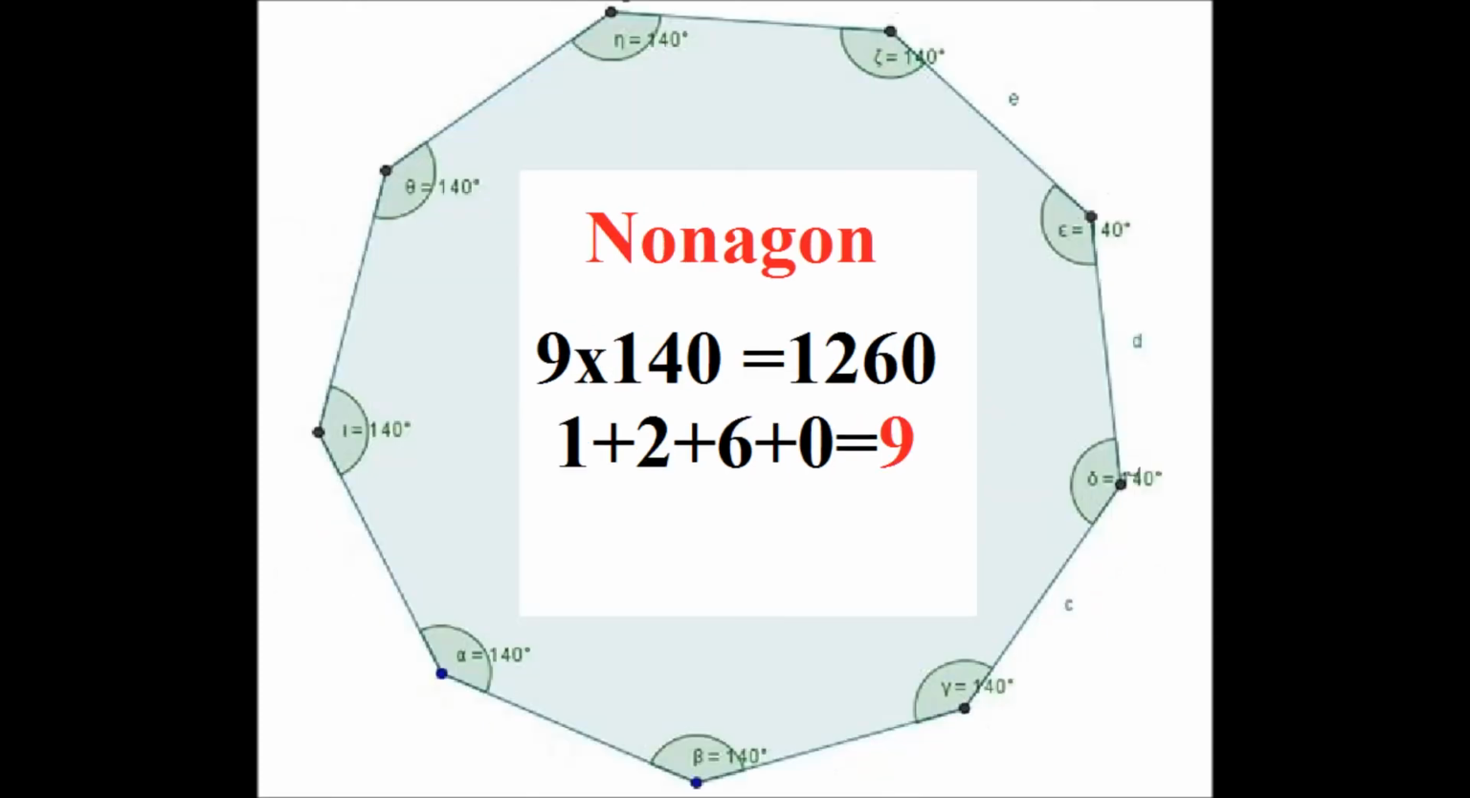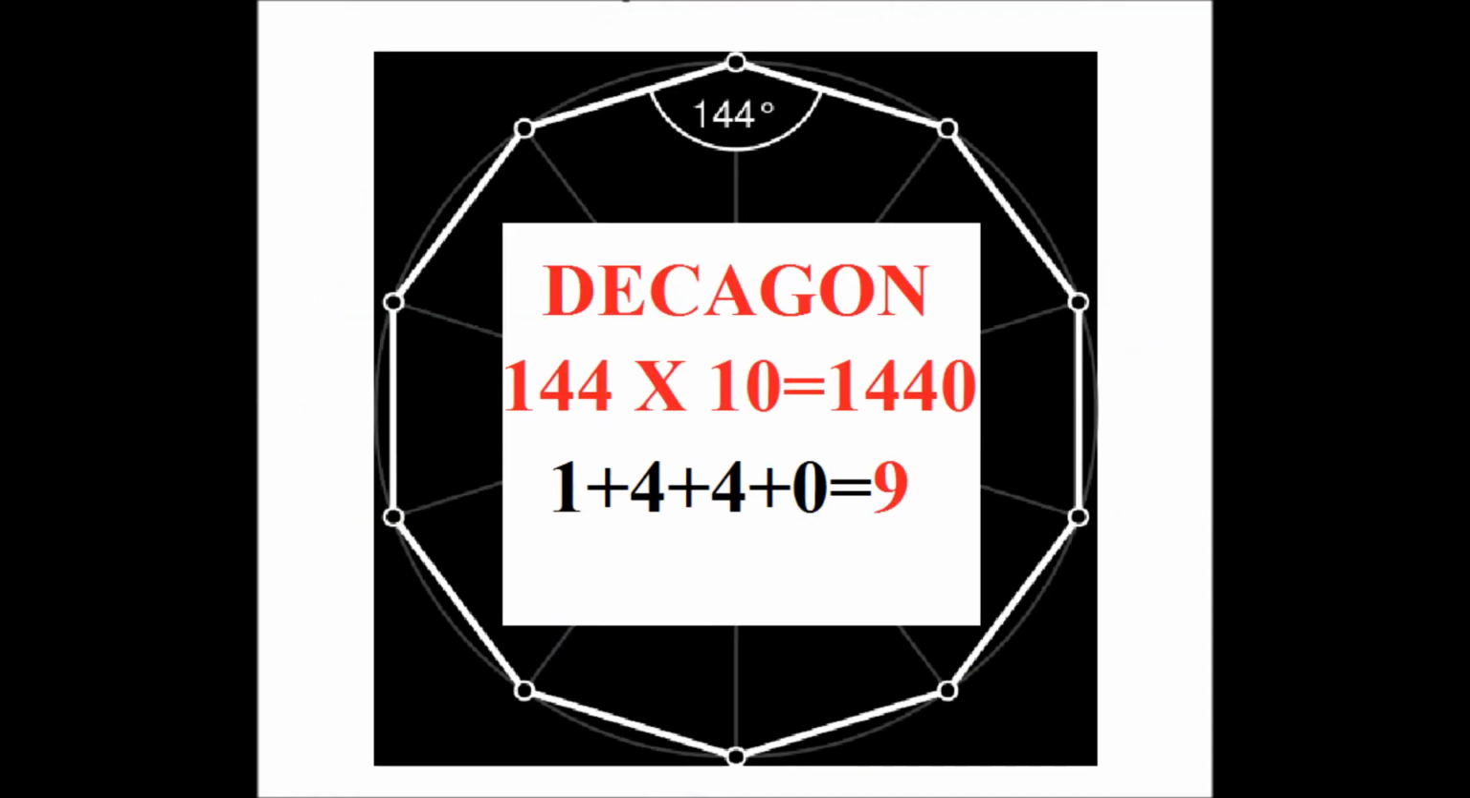How about a nonagon? You don't see many of these, but there's 9 140-degree angles to total 1260. But when you add the 1, the 2, the 6, and the 0, you still end up with 9. And finally, we got our big decagon here, 10 sides at 144 degrees to total 1440, and we still add the 1, 4, 4, and 0 and get 9.